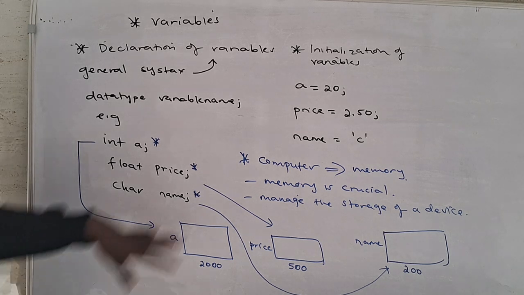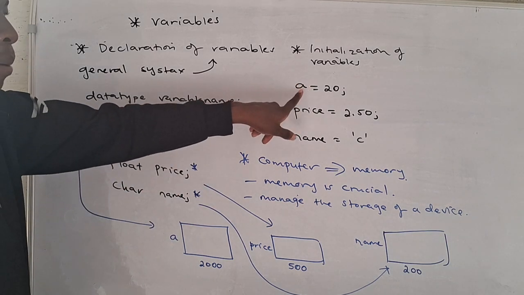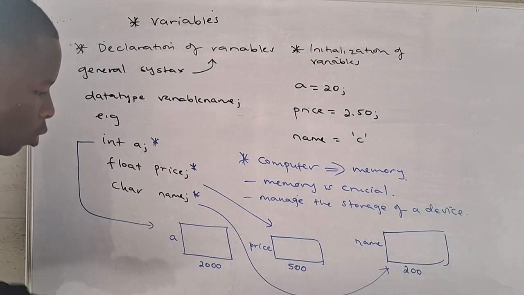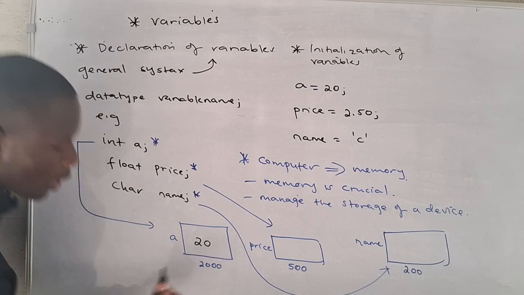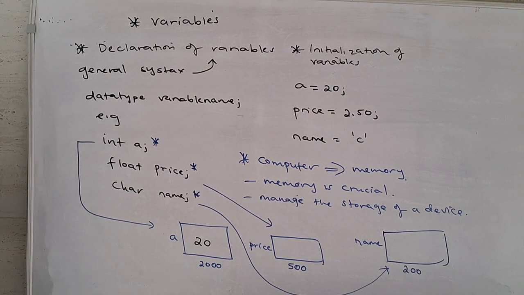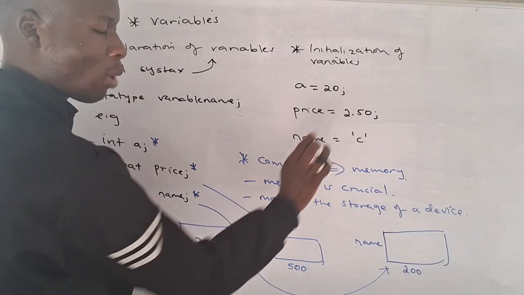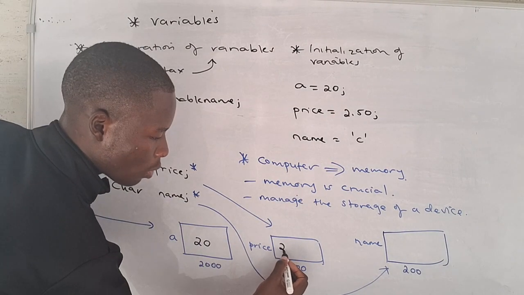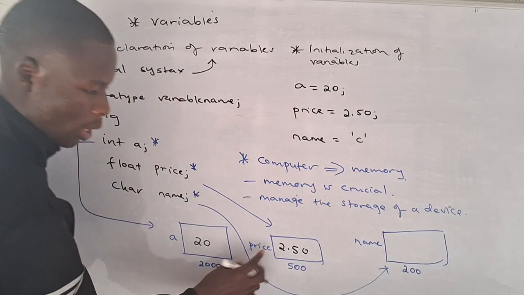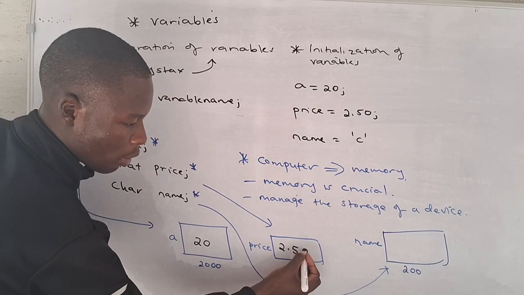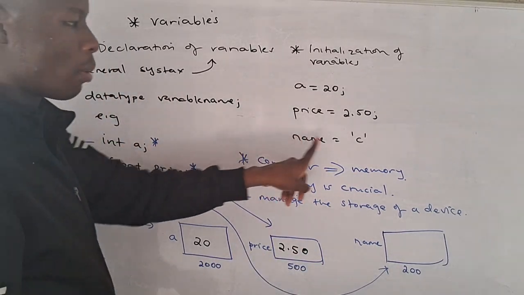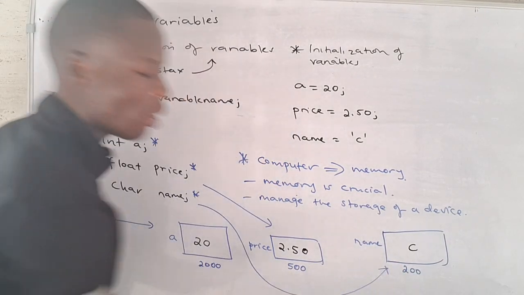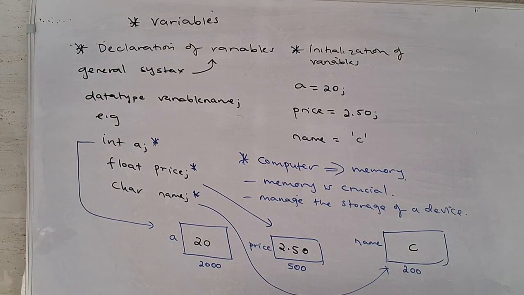Now I'm initializing. I'm writing A is equal to 20. What will happen? 20 is going to be stored in A. Very, very important. If you write price is equal to 2.50, what will happen? Now 2.50 is going to be stored in the variable price. If you write name is equal to C, what will happen? C is going to be stored in the variable called name.